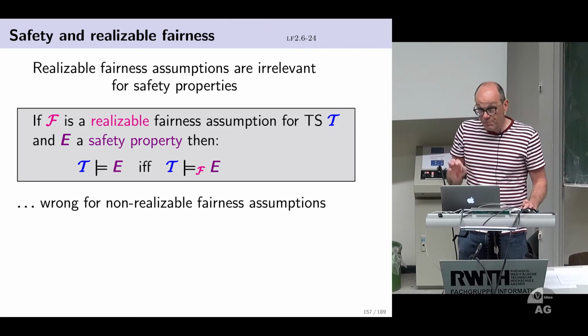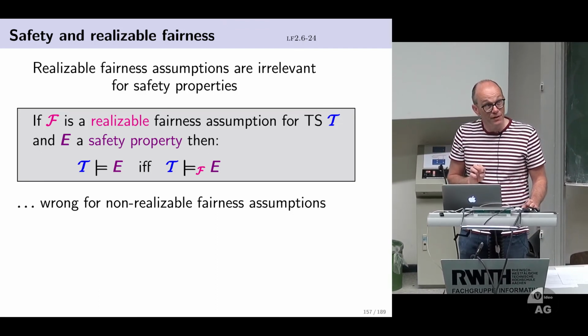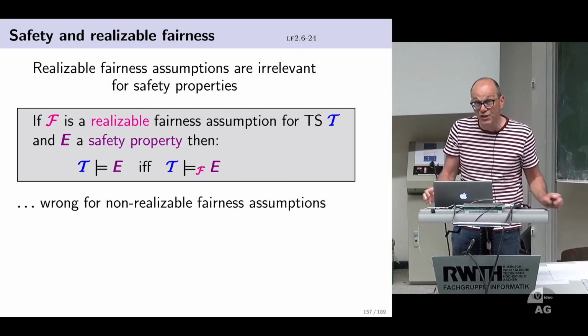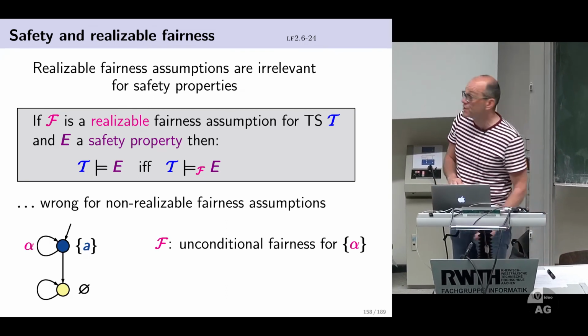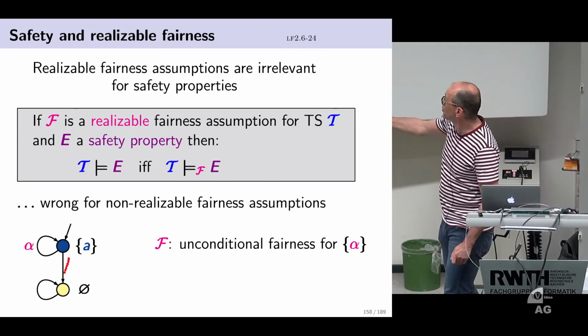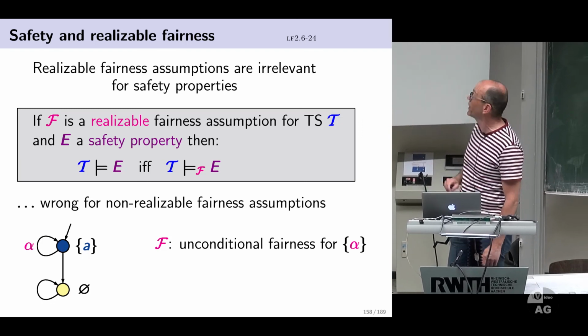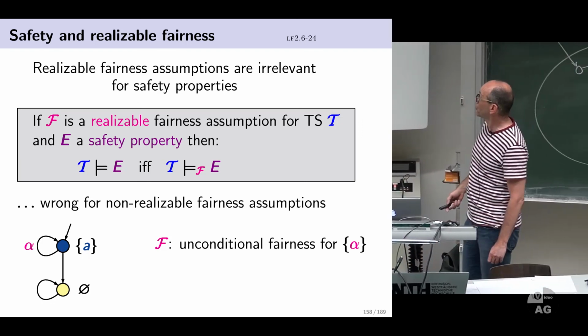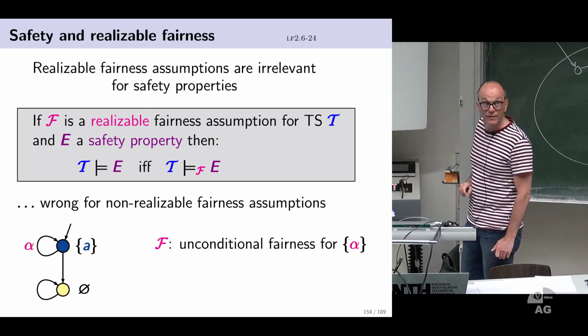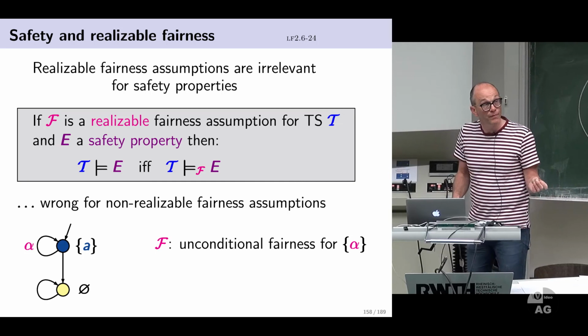Good. This result does not hold for non-realizable fairness assumptions, right? Because now you may ask, why do I impose this condition? And here is a counterexample. This is a two-state transition system, and now the only difference with the previous one is that I have this loop alpha. Suppose I have an unconditional fairness assumption that says alpha. That means on every run you should take alpha infinitely often.